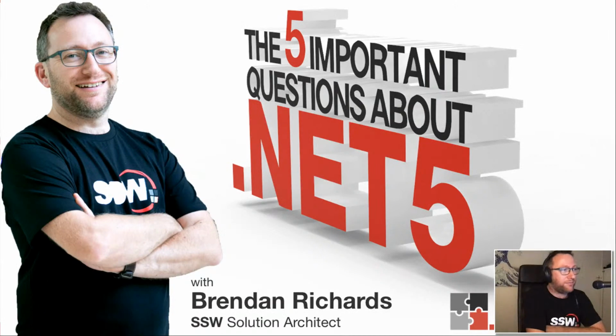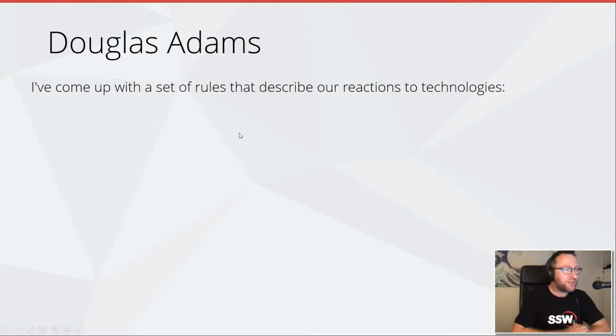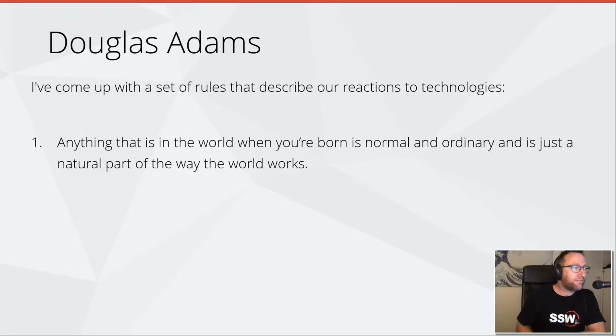So let me start again for the video and recording. My talk is called The 5 Important Questions About .NET 5. And to start, I'm going to introduce myself. And the first thing I'm going to do to introduce myself is to share one of my favorite Douglas Adams quotes. And Douglas Adams was a science fiction author in the 1980s. And he's really famous for having some really short but really pithy quotes. And one of these quotes is, "I've come up with a set of rules that describe our reactions to technologies. Anything that is in the world when you're born is normal, ordinary, and just a natural part of the way the world works. You accept it without question."